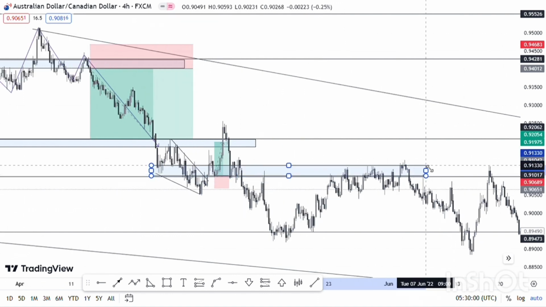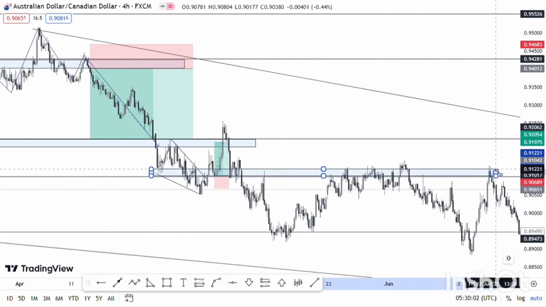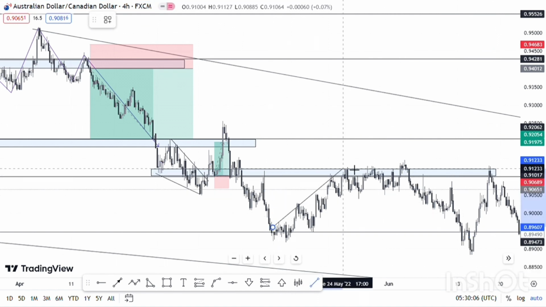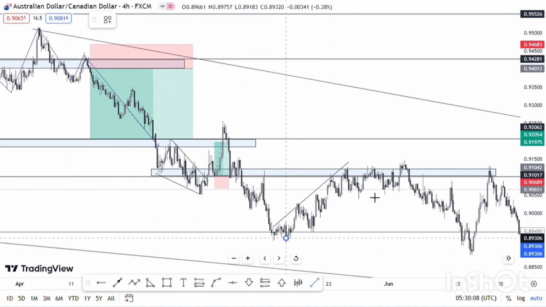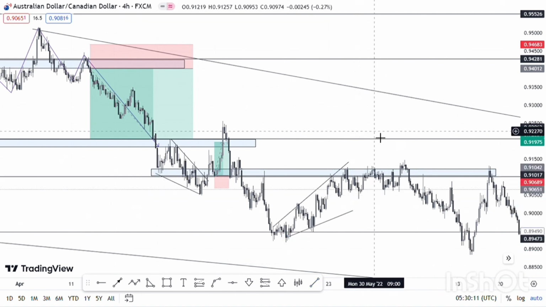And then here we are approaching our resistance. And guys, when we are approaching a resistance, you have to see the market being in a corrective manner.